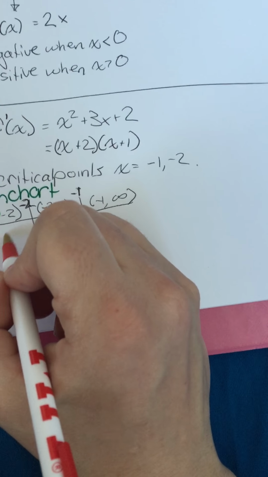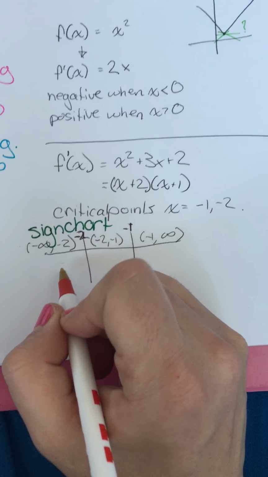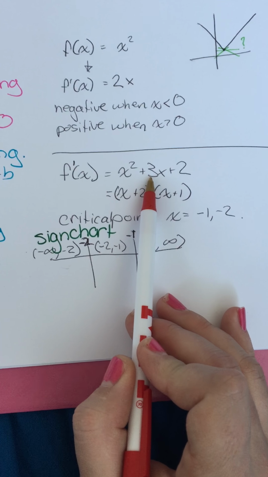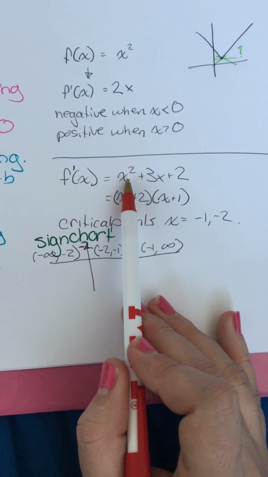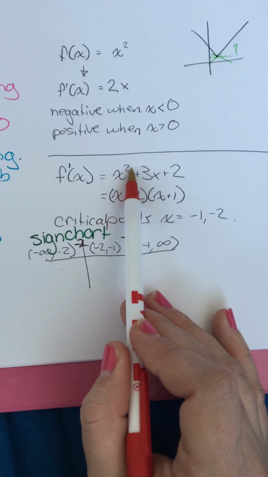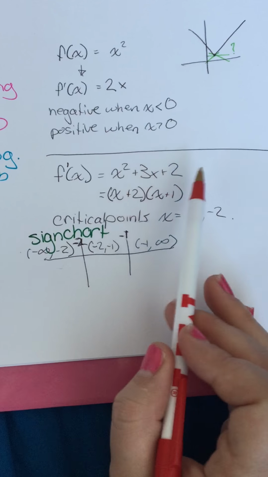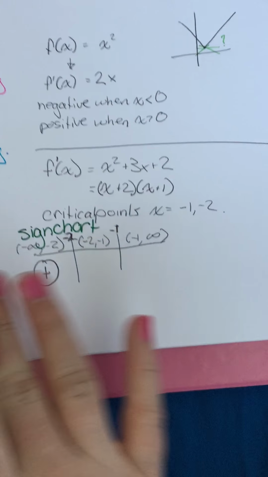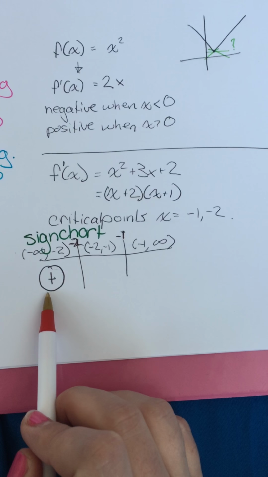So say I can take any number in here. I can take -18, I can take -4. I'm going to take -3 and I'm going to plug it in here, okay? So if I have -3, it's going to give me +9 minus 9 plus 2. So that's going to give me a positive number here, okay? I don't care what the actual value is, I just care that it's a positive number.